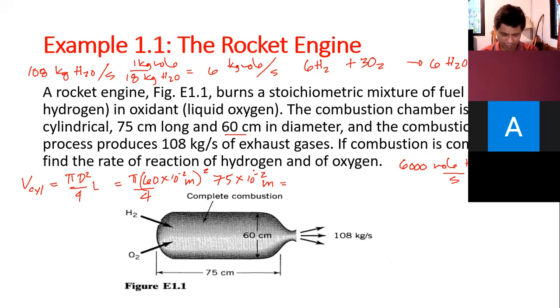Times 60 exponent minus 2. Then you just square this. Try to get your calculator. Then you divide this by 4. Then you multiply this by 75 exponent minus 2. The minus 2 comes from centimeter. Centi is minus 2, 10 to the minus 2. You're supposed to get something like 0.2121 cubic meter. That's the volume of the reactor. 0.2121 cubic meter.